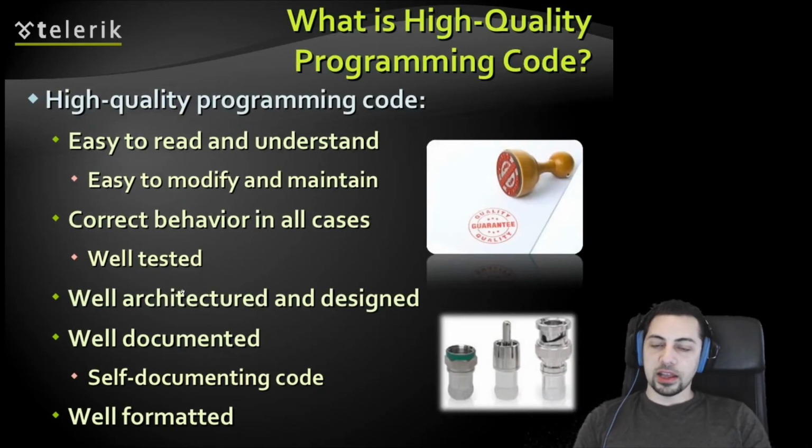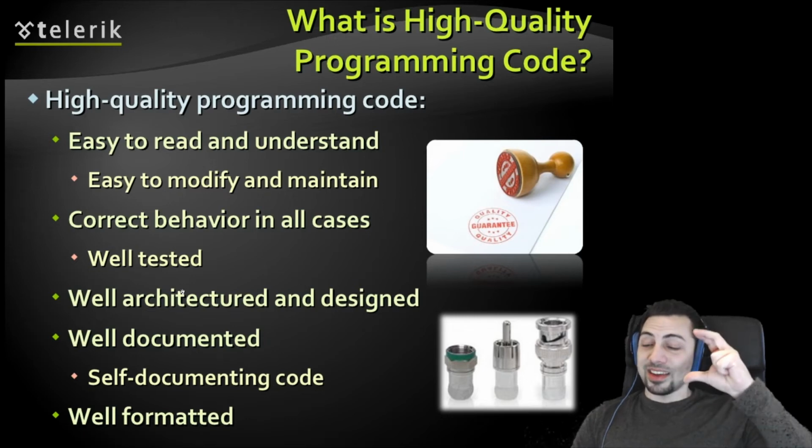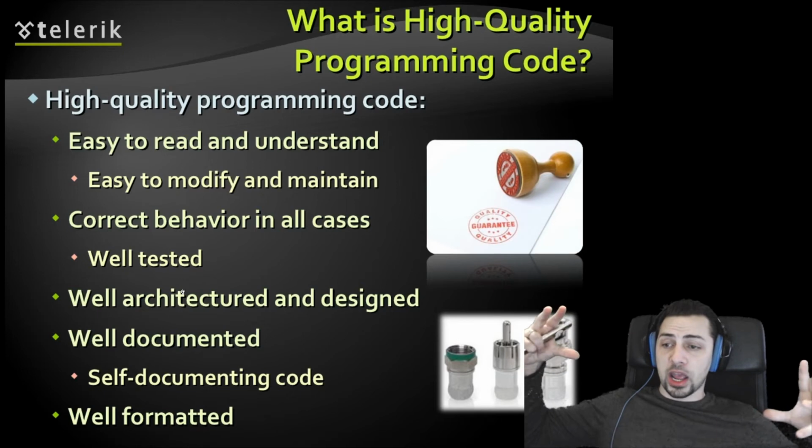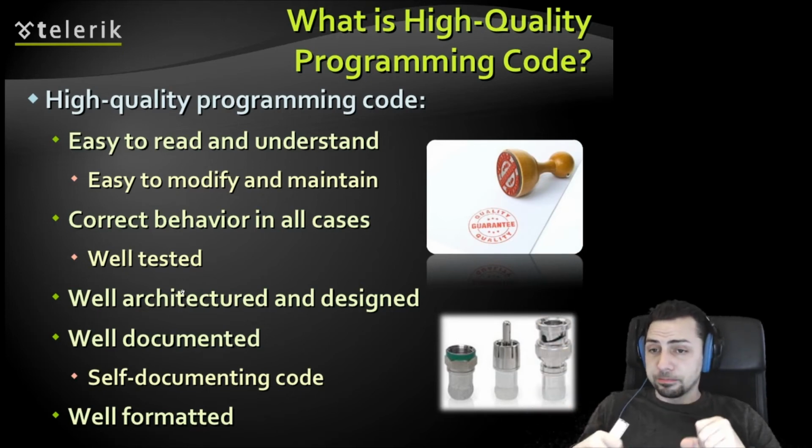So if you've got high quality programming code, when we're talking about internal quality, it's easy to read, it's easy to understand, and it's easy to read and understand in chunks. Okay, you don't have to keep the entire program in your brain in order to understand one function. All right.